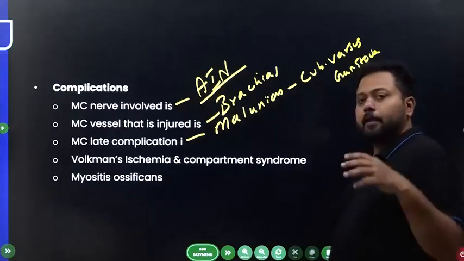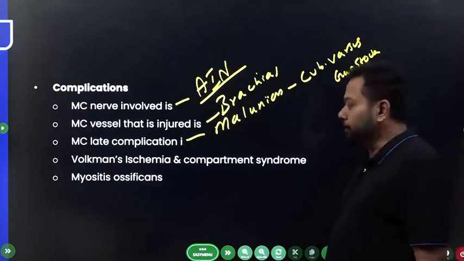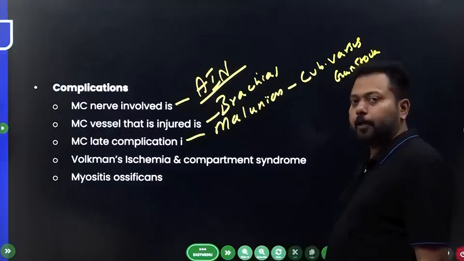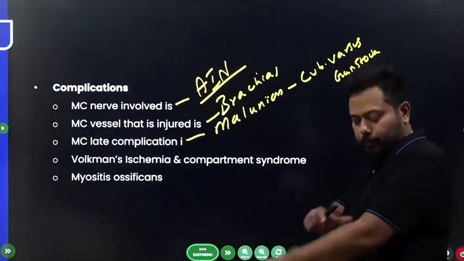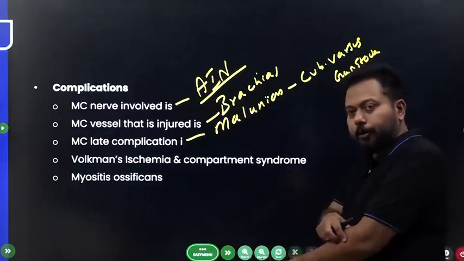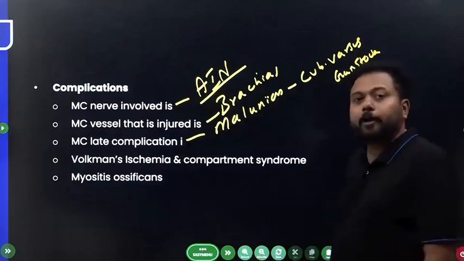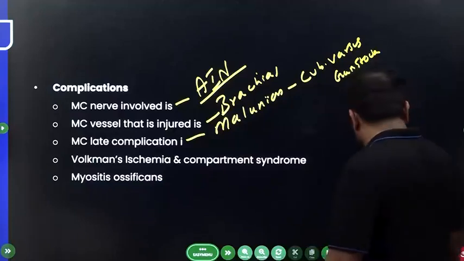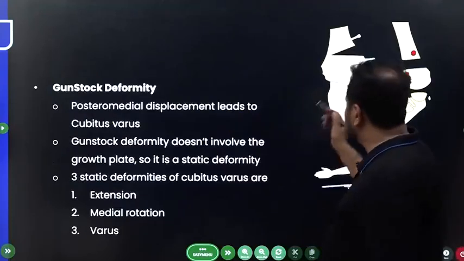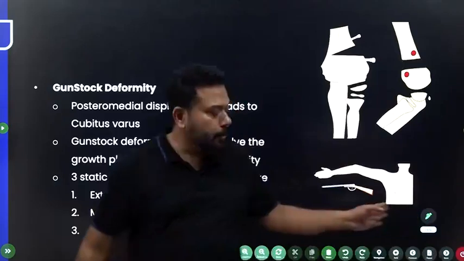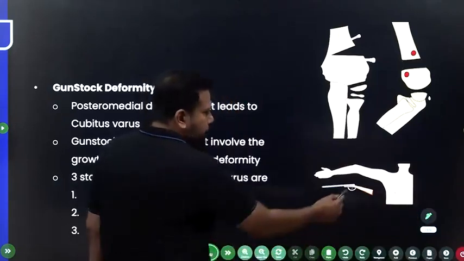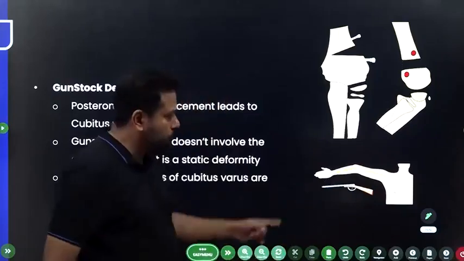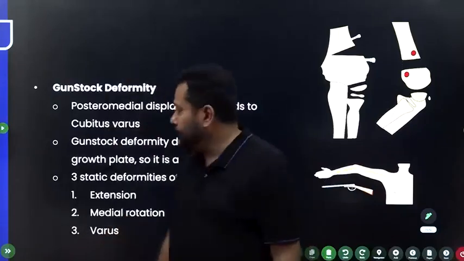Supracondylar fracture is also notorious for causing compartment syndrome, otherwise called Volkmann's ischemia. And when they go to traditional bone setters, it may cause myositis ossificans. So these 5 are important complications of supracondylar fracture. Look at this classic gunstock deformity, exactly cubitus varus, which looks exactly like a gunstock.